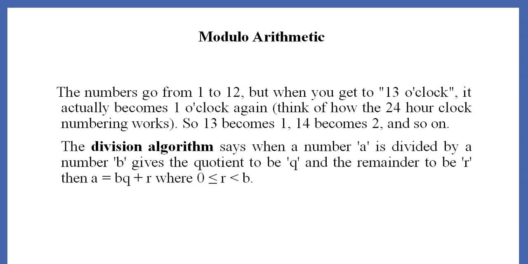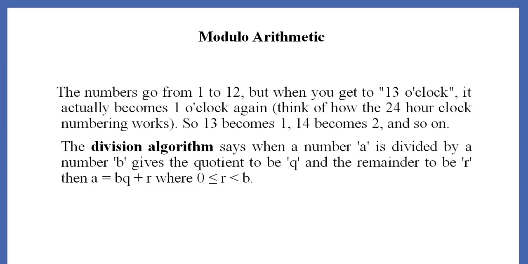Now instead of taking 15, if I say 13 o'clock, then it comes 1 o'clock. How do we get this? Dividing 13 by 12. In a similar way, 14 becomes 2, 15 becomes 3, 16 becomes 4, and so on. And how are we getting this? By dividing this number by 12, and so on.